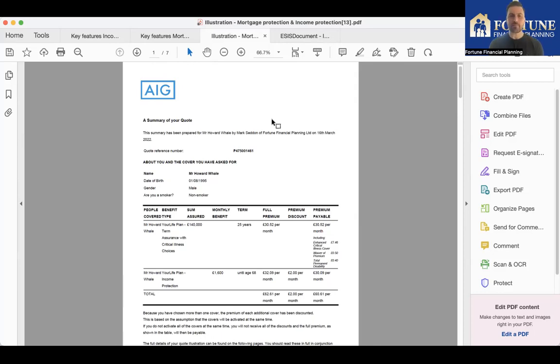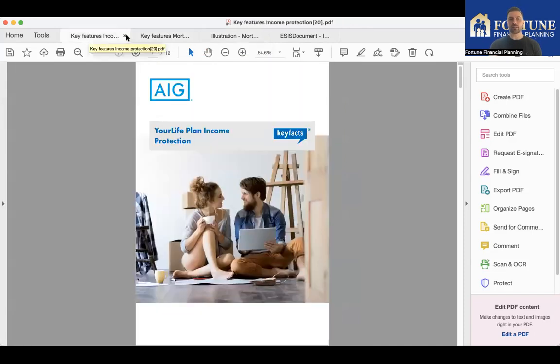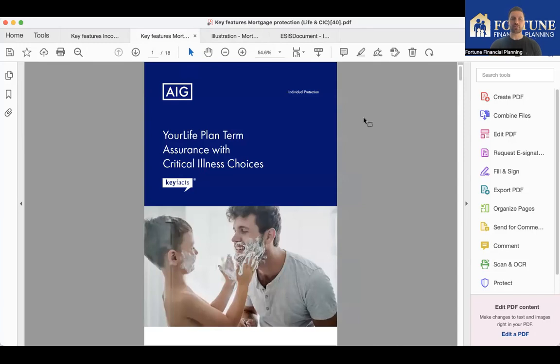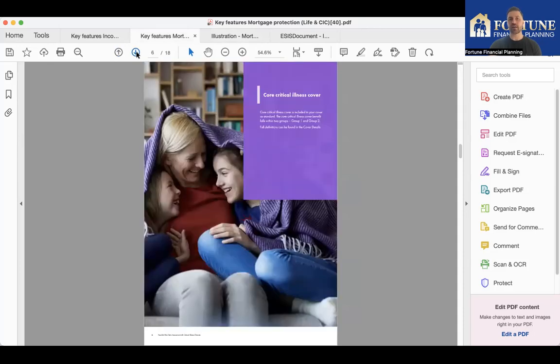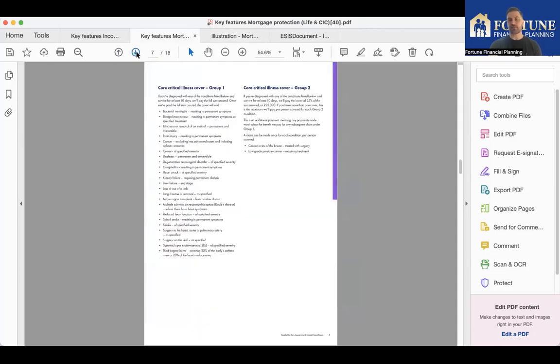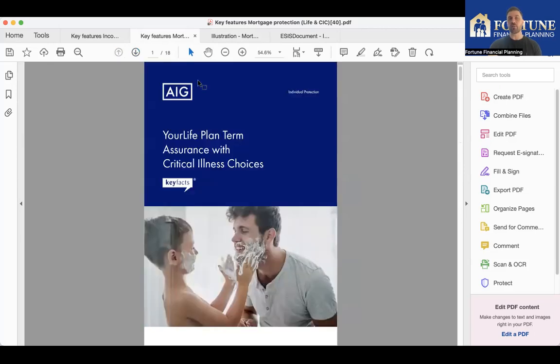Now, the final step with regards to the sales process is the key feature document. Now, when you make a recommendation, such as that illustration for the client, there were two elements to the plan: income protection and mortgage protection as life and critical illness. So you would issue this to the customer. Now, this is really important. One thing you will not do is go through this word for word and talk about the policy ins and outs. Every provider is different. The clients would switch off. So what is important is to touch on the key elements of the policy.